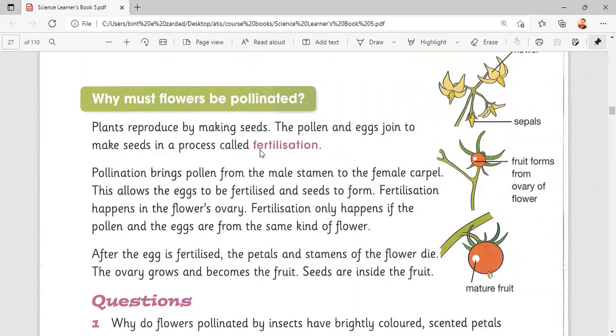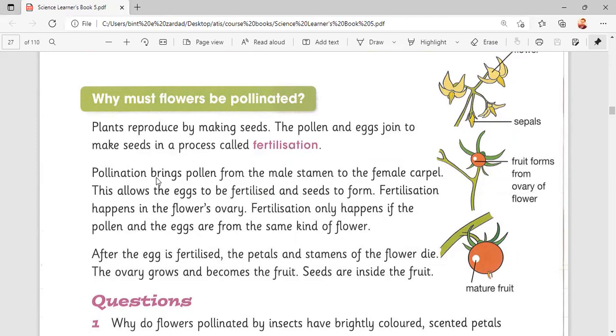The pollen and eggs join together: pollen from the male part and eggs from the female part join together to make seeds. This process is called fertilization.